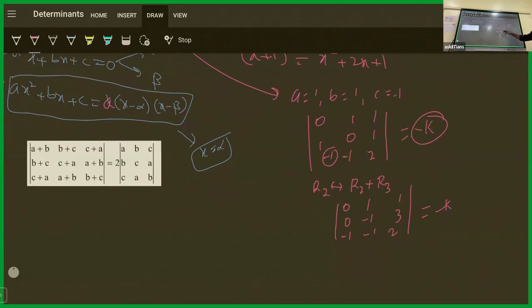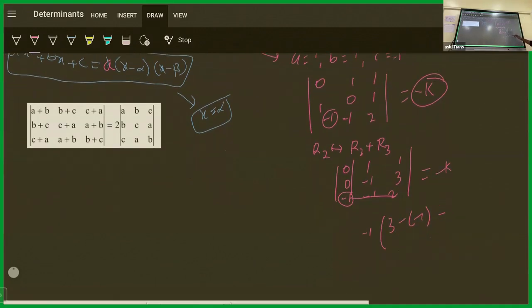Now expand this along the first column. If I expand along the first column, we only get this element, that is -1, and then the determinant of these four elements, 3 minus -1, equals minus k. Now if you simplify it, what do we get? -4 equals minus k. It implies k equals 4. So this trick you should use.